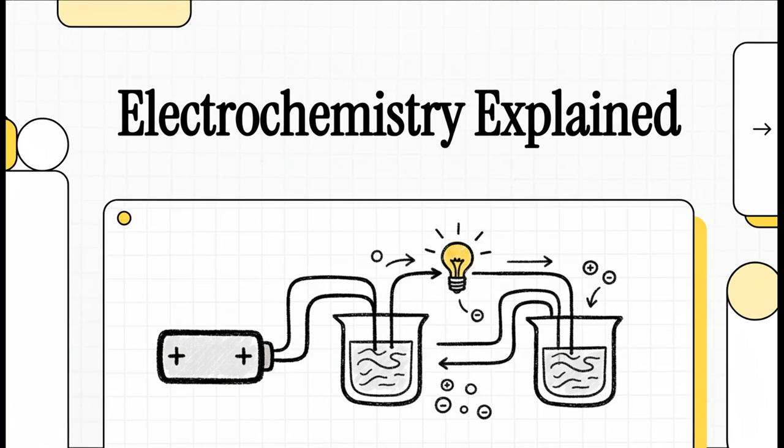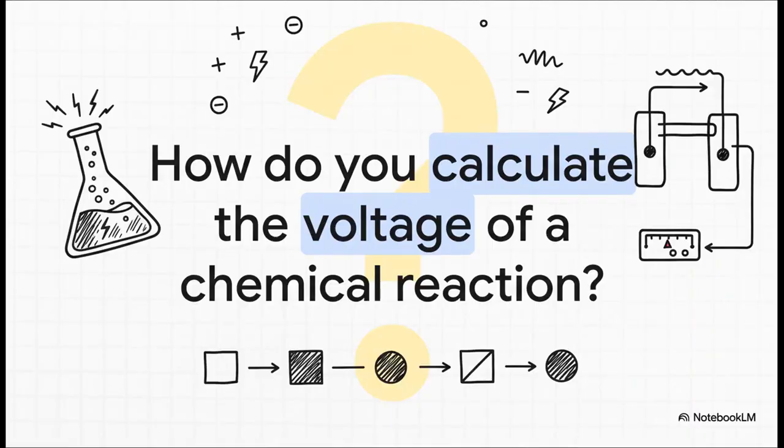All right, let's dive right into the incredible world of electrochemistry. We're going to get into the nitty-gritty of how you can actually measure the electrical power that's just waiting to be unleashed from a chemical reaction, like the one powering the device you're watching this on right now. So let's start with the big question, the one we're here to answer. How in the world do you calculate the voltage of a chemical reaction?